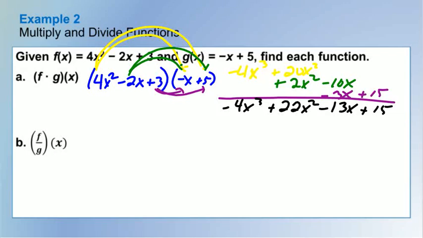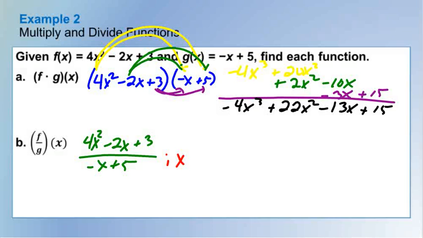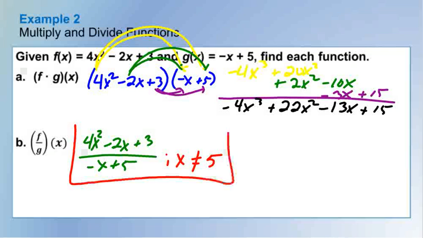And letter B, we take f of x, which is 4x squared minus 2x plus 3, and we're going to divide that by g of x, which is negative x plus 5. Now with division, we have to see if we can simplify the numerator and denominator. We do that by factoring. So factoring the numerator and then factoring the denominator. The numerator I cannot factor, so my answer would have to stay put. And then I have to put down what x cannot equal in the denominator. And x cannot equal 5, because if x was 5, that would make that denominator equal to 0, and you cannot divide by 0. So this would be my simplified answer.